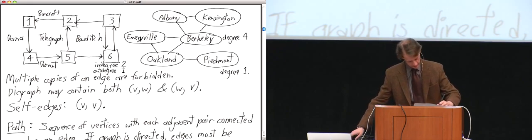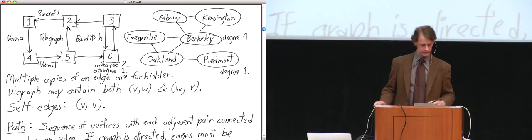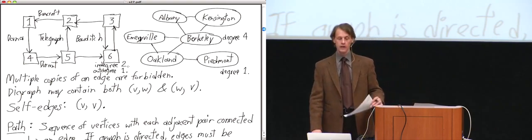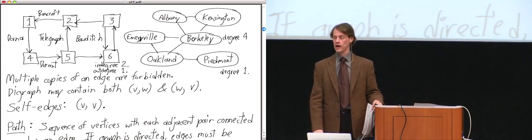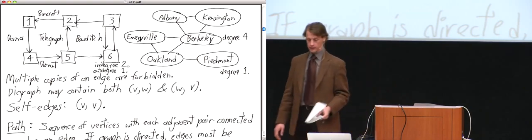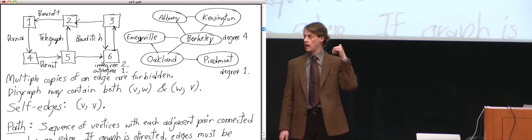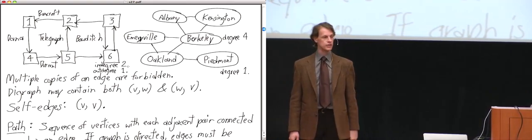I could draw a better one. There we go. I want to talk first about how to represent graphs, and then about some simple algorithms we can do on graphs. Are there any questions about any of these definitions?